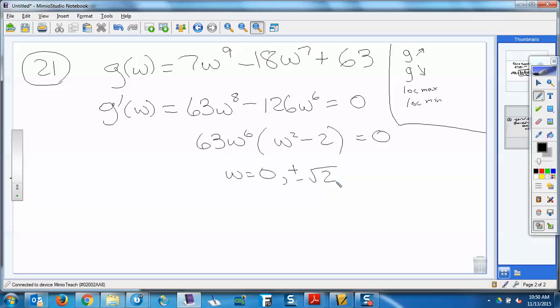Don't forget plus or minus. You have to remember that when you're solving, it's got to be plus or minus when you square root, because basically you're saying w squared minus 2 equals 0, so w squared equals 2. Whenever you square root both sides of an equation, you've got to have the plus and the minus. So now those are 3 stationary points. So we go down here and we make ourselves a g prime number line, and we put those 3 things on there.